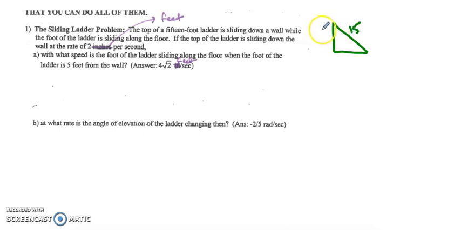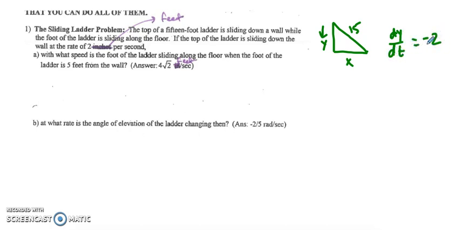And the top of the ladder is sliding down the wall, and I'm going to call this distance y, this distance x. And we're told that the top of the ladder is sliding down the wall at a rate of 2 feet per second. That's fast, isn't it? So dy/dt is -2.